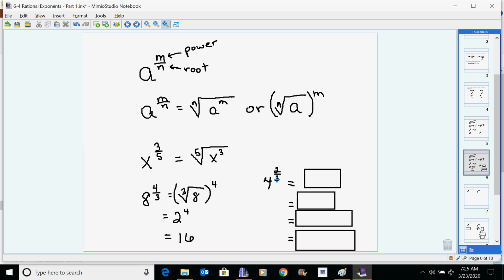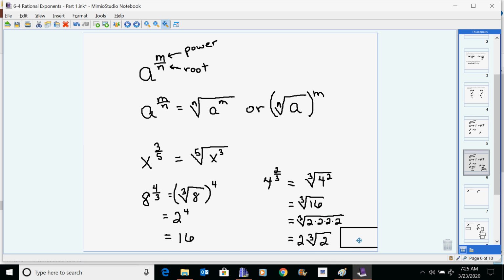So since there's no easy answer to that, for this particular power, it's easier to take the power first and then the root. So for this one, what I want to do is I want to do 4 squared first and then break it down and simplify so that I have all those 2's. A group of 3 2's means a 2 can come out, and you're left with 2 times the cube root of 2.